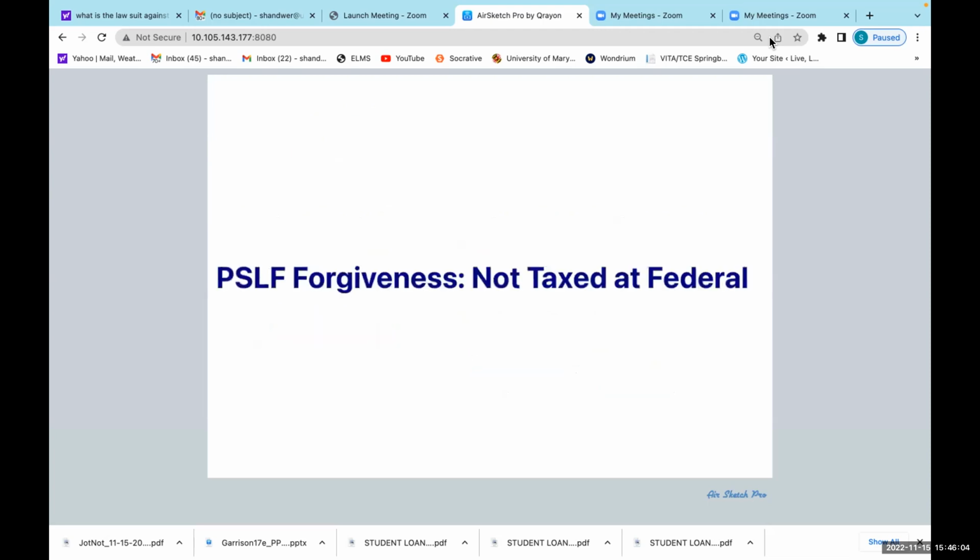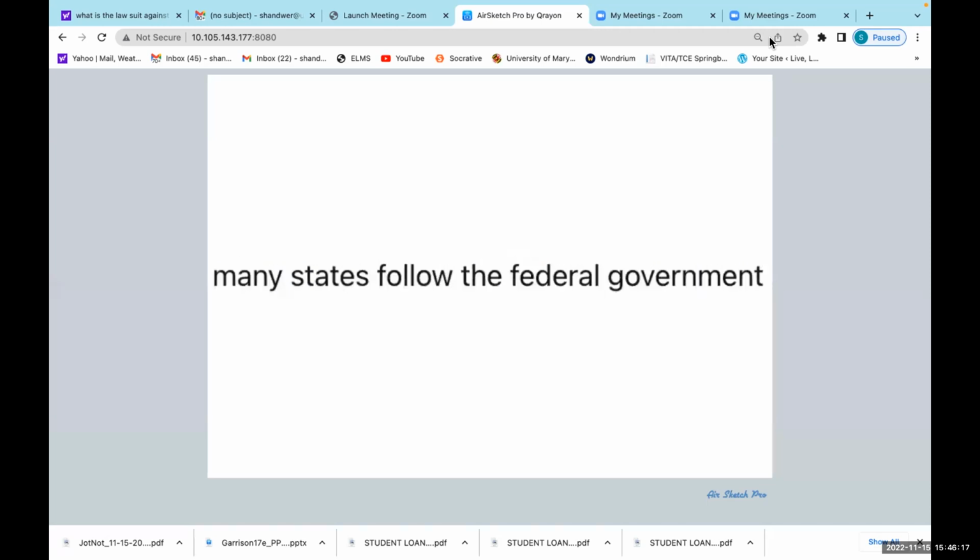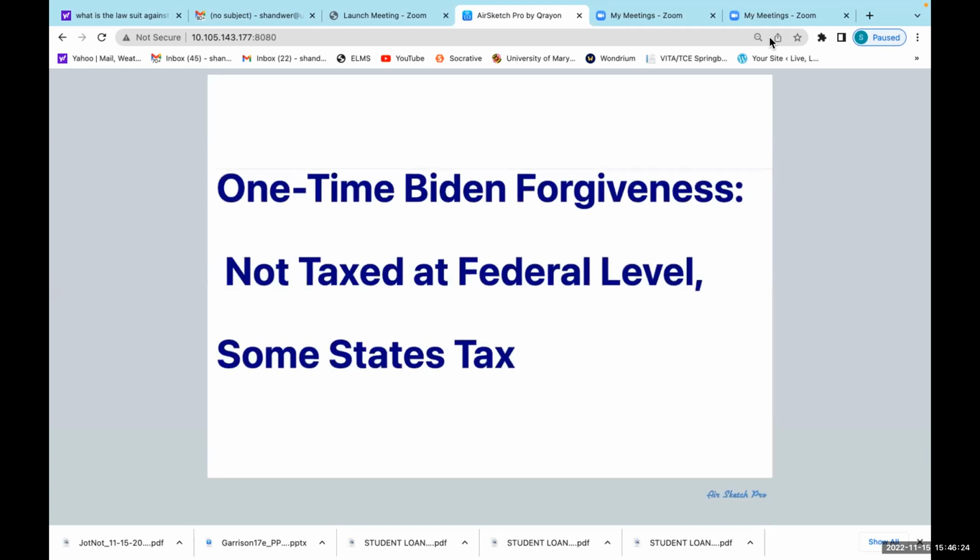However, also PSLF is not taxed at the federal level either. So if you're in that program and you're going to have forgiveness under that program, don't worry about income tax at the federal level, but states are a different story. Many states do follow the federal government, so there are not too many states that you have to worry about. And fortunately, Maryland's not one of the ones you have to worry about.